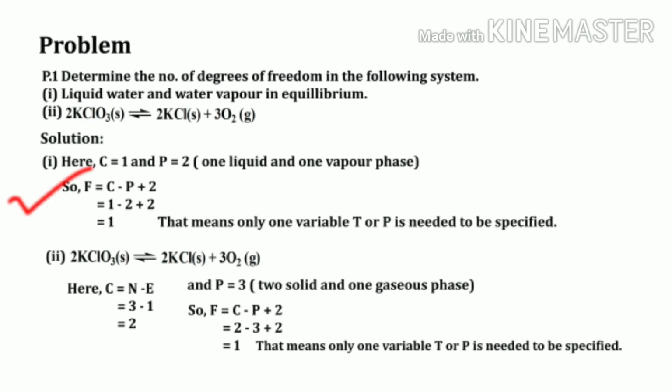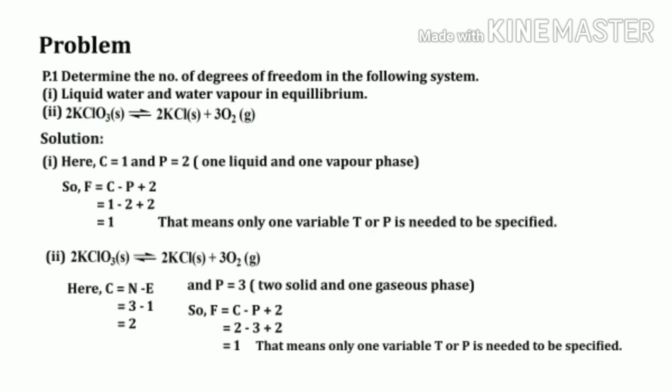So substituting the values in the phase rule equation, F is equal to C minus P plus 2, we get F is equal to 1 minus 2 plus 2. This implies F is equal to 1. So that means only one variable, temperature or pressure, needs to be specified to describe the system completely, and the system is monovariant.